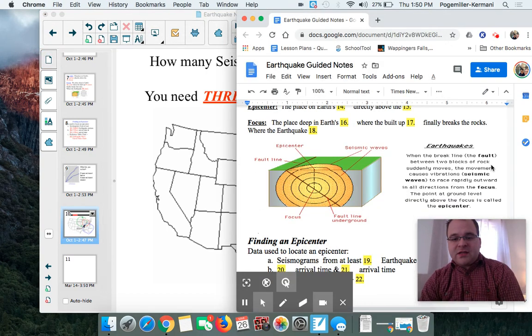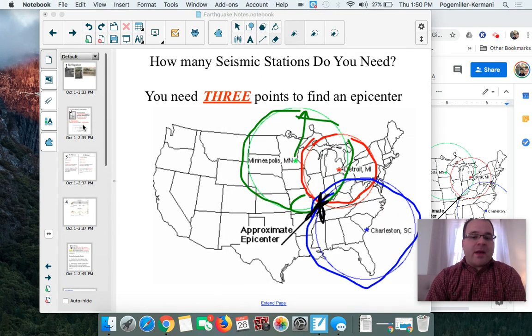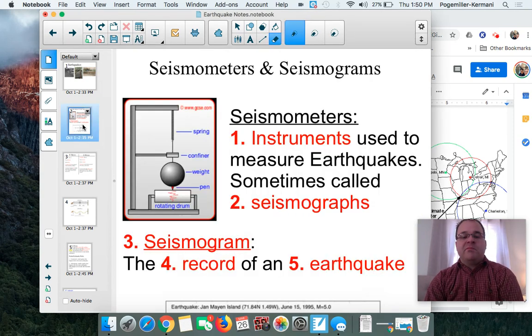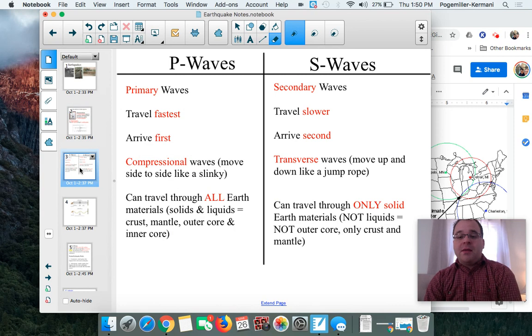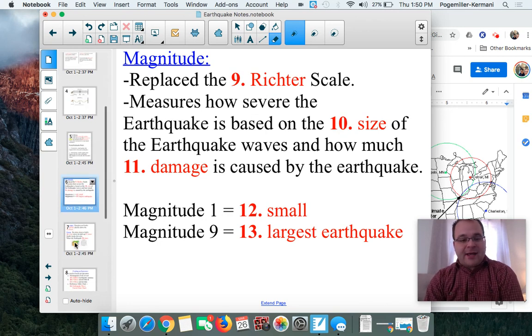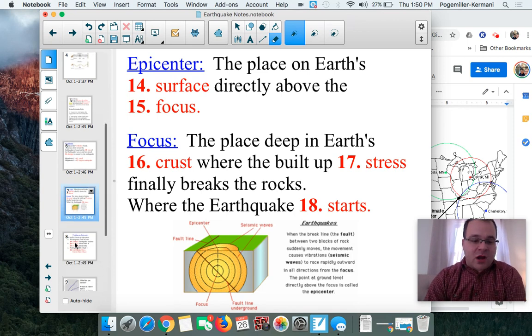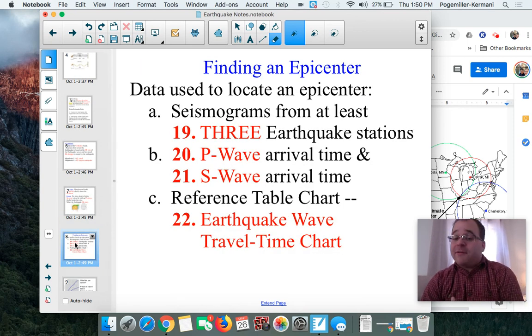So that's just a very brief introduction to earthquakes. So we learned about seismometers, which is how you measure earthquakes coming in. We talked about P waves and S waves and surface waves. We talked about the magnitude scale. We talked about Earth's epicenter and focus, foreshocks and aftershocks. We talked about how to find an epicenter.